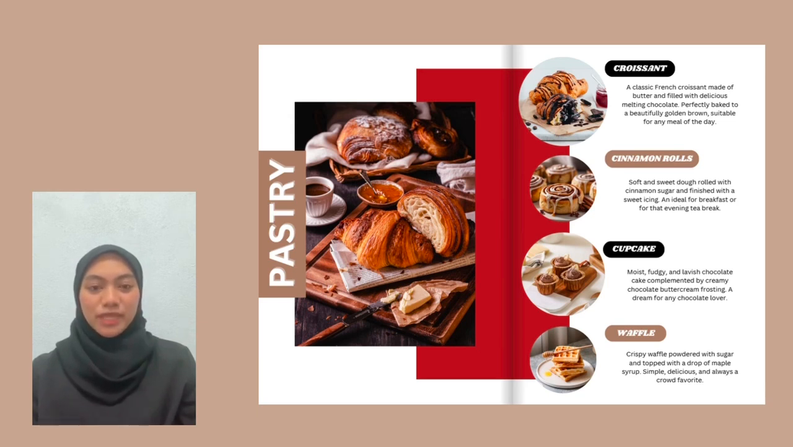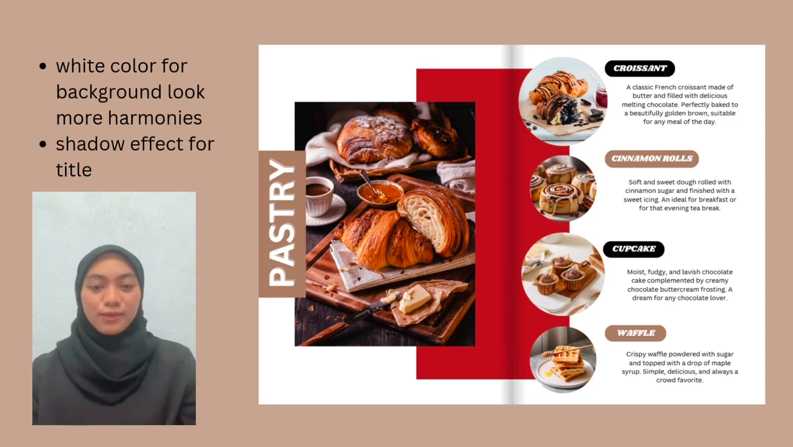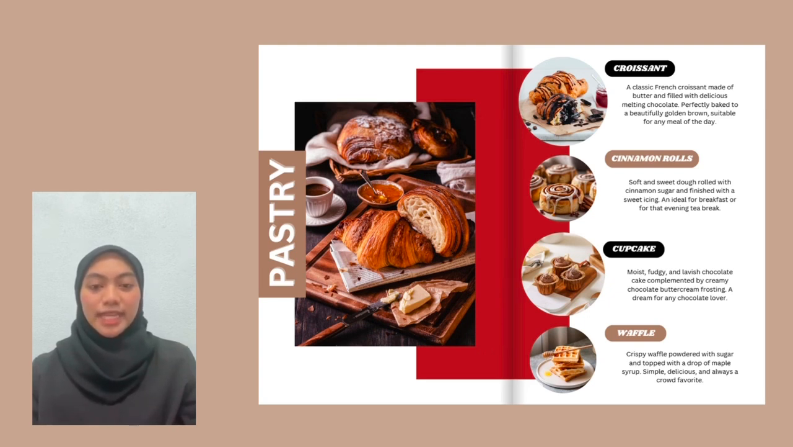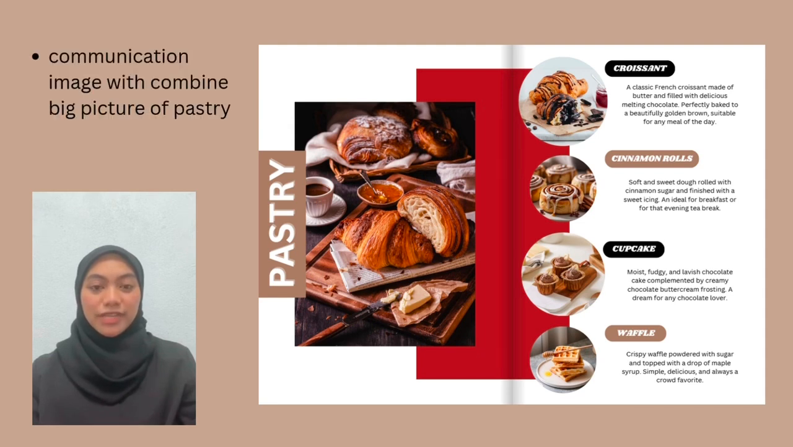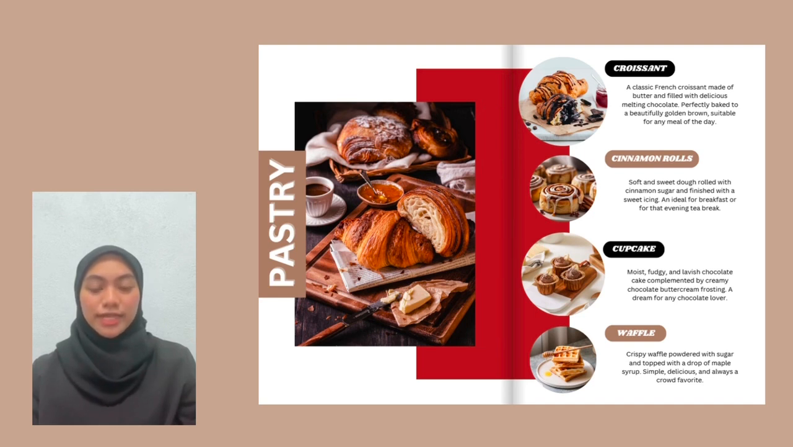On this page, we talk about types of pastry. White color for the background to look more harmonious, and we put a little shadow effect on the title for the reader to understand. Then we put a red color at the center of the page to make it a perfect match with the white background. However, I'd like to say that we used communication on the image in this page with a combined big picture of pastry so the reader can understand when looking at the image.